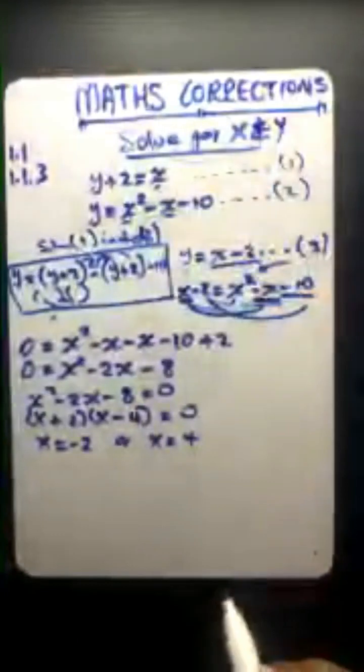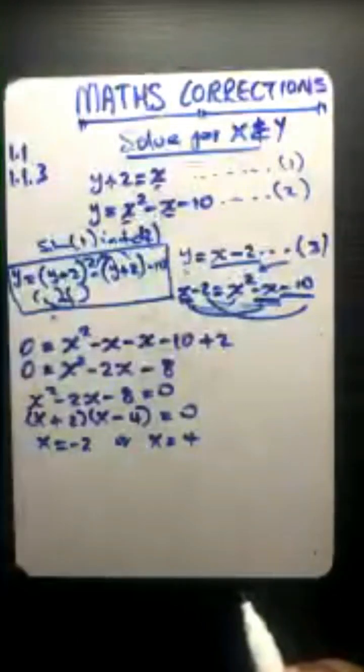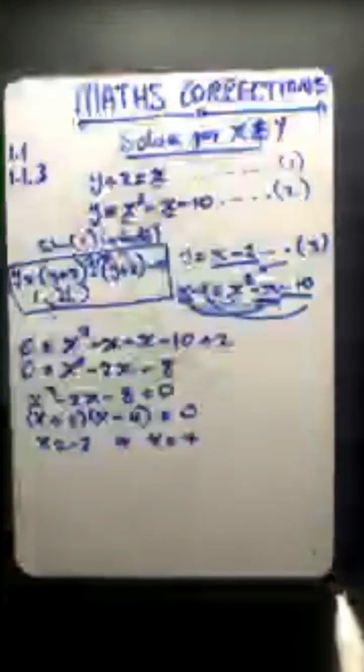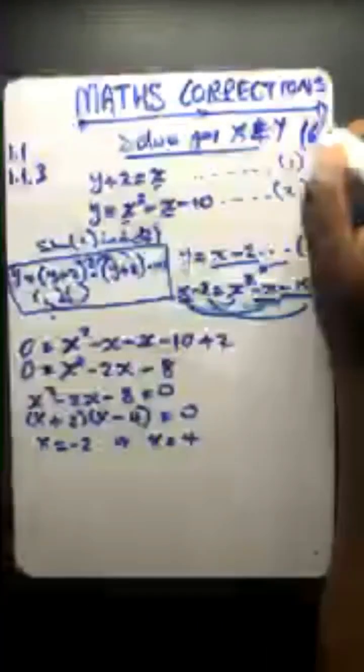You are not yet done, because here, remember, the main question says solve for x and y simultaneously. Let me just quickly confirm that. No, they just said given. Yes, you are given that, and they say solve for x and y simultaneously, and this one is allocated 6 marks.